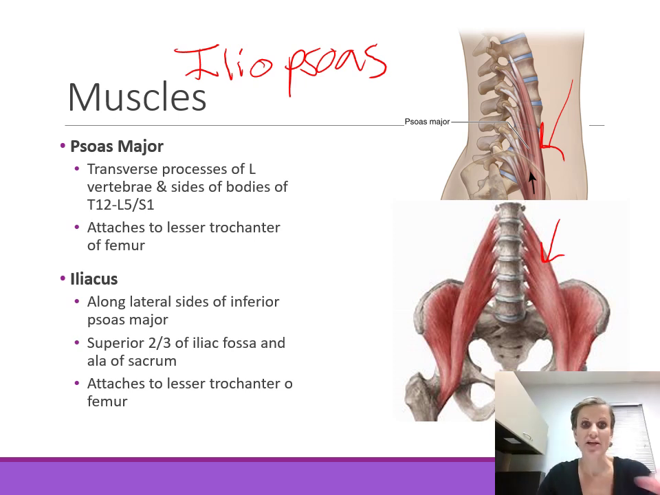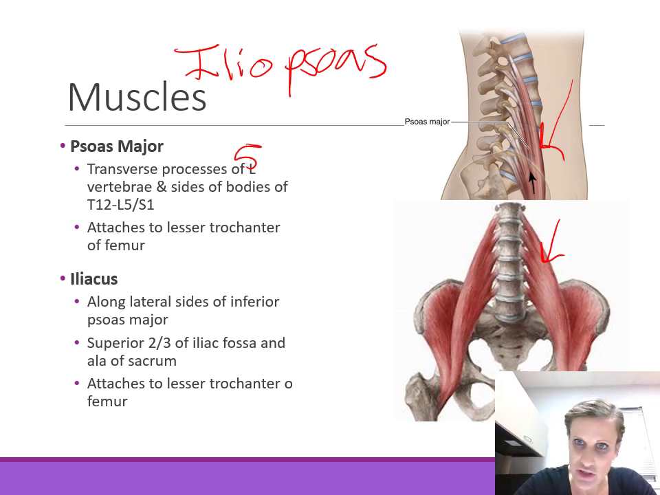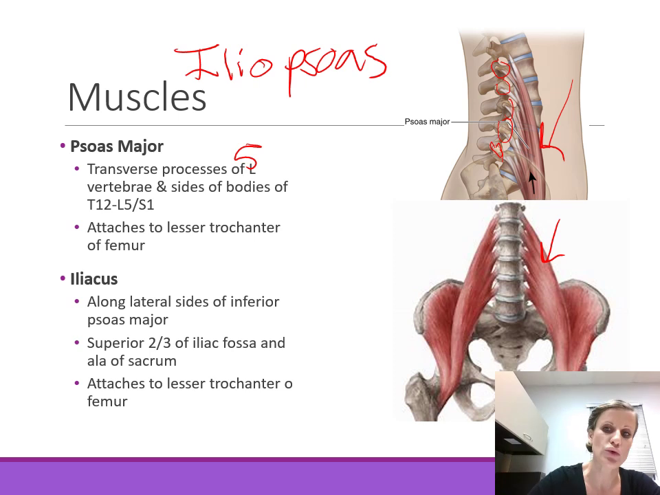The psoas major attaches to the transverse processes of all 5 lumbar vertebrae, and then the sides of the bodies of T12 through L5. Some references will say S1 as well. So looking at this, you can see it attaching to the transverse processes of the lumbar vertebrae, right here, 2, 3, 4, and 5. And then also to the vertebral bodies. So this is T12 right here, and you can see it attaches to the body. So it's attaching to all the bodies as well.